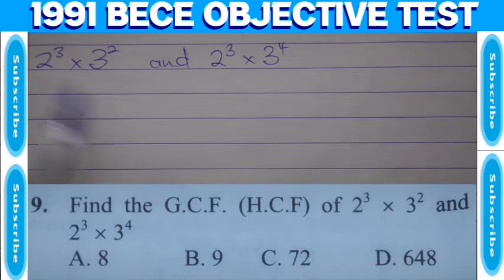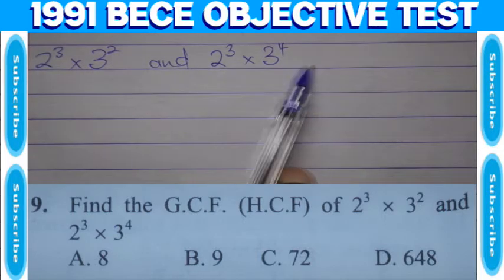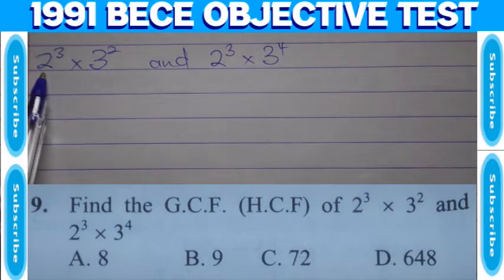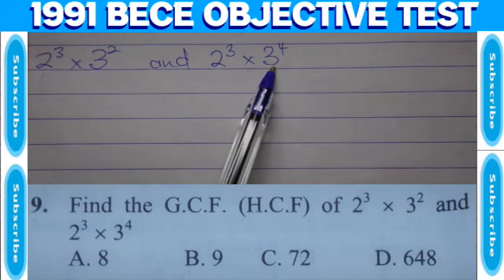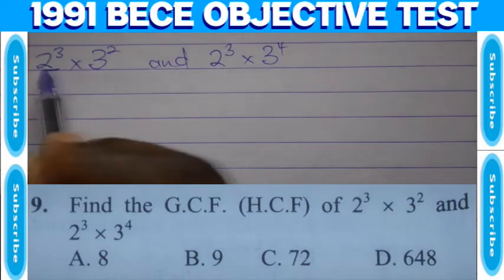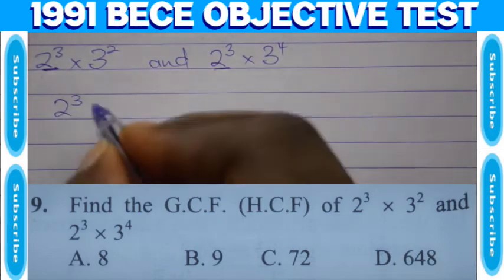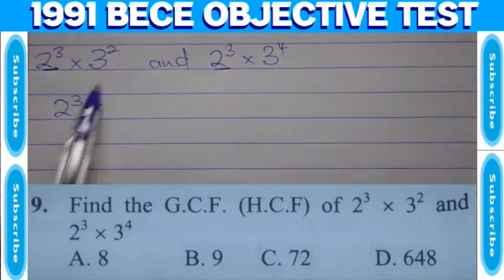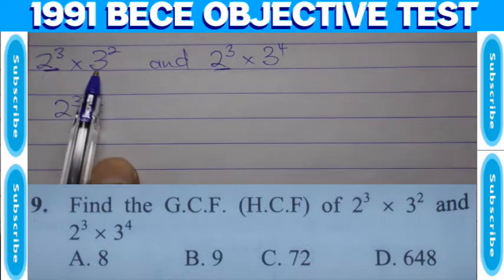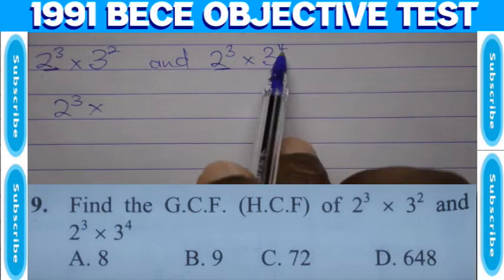Now, to find the factor for these two, we've got to search for the common factors from the multiplication sentences. Over here, we have 2 exponent 3. It's the same 2 exponent 3. So we have to take that, 2 exponent 3. Then multiply it by, let's take the 3's, we have 3 exponent 2 and then 3 exponent 4.